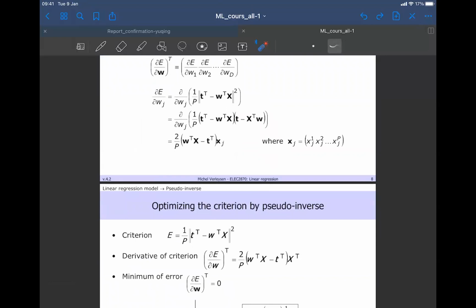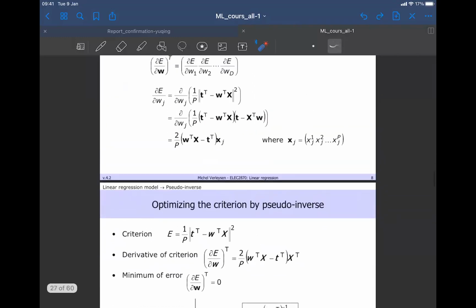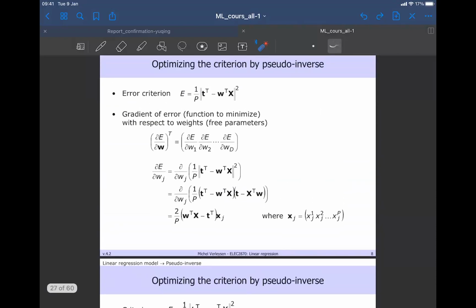One important thing to know is that the derivative of the error with respect to the weight is this. So this is for weight j. You have here the weight transposed times x minus t transposed times feature x of j. What is P? P is the number of points you have in the data set. The number of patterns, it's P patterns.